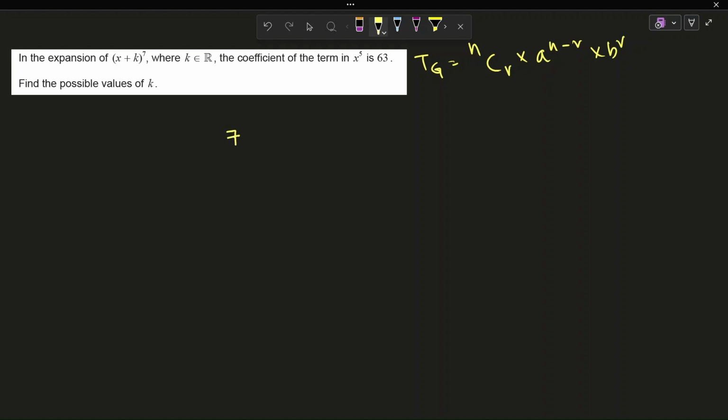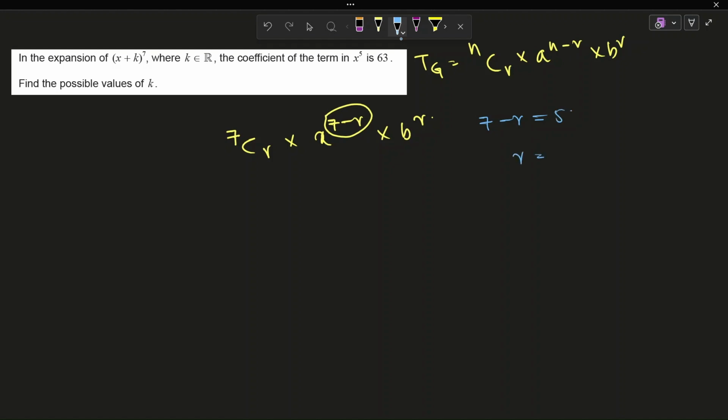So 7Cr times x to the power 7 minus r times k to the power r. Notice we don't have r, and also notice that they say possible values. This is important because they're asking for more than one value for k. Okay, now the second step is finding the power of the x in the coefficient. So they're asking for the coefficient of the term in x to the power 5. So that means that this little thing needs to be equal to 5. So let's equate that to 5.